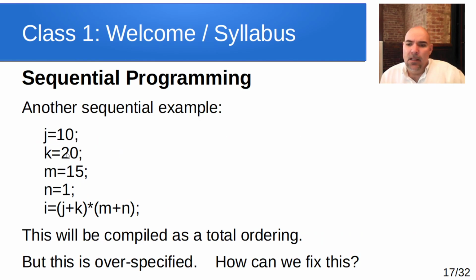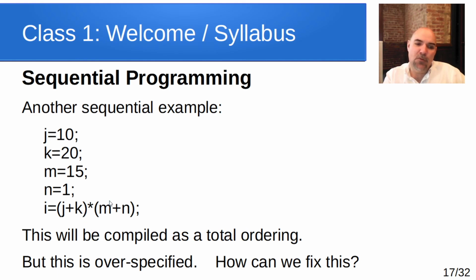So let's look at another sequential example here. In this sequential example, we have the same kind of thing, but we've got 1, 2, 3, 4 assignments: J equal 10, K equal 20, M equal 15, N equal 1. And then we have this final assignment to I where we're doing a mathematical formula. So that will be compiled as a total ordering if we compile it sequentially. In other words, J will get assigned the value of 10, and then K will get the value of 20, and then M will get the value of 15, and then N will get 1.